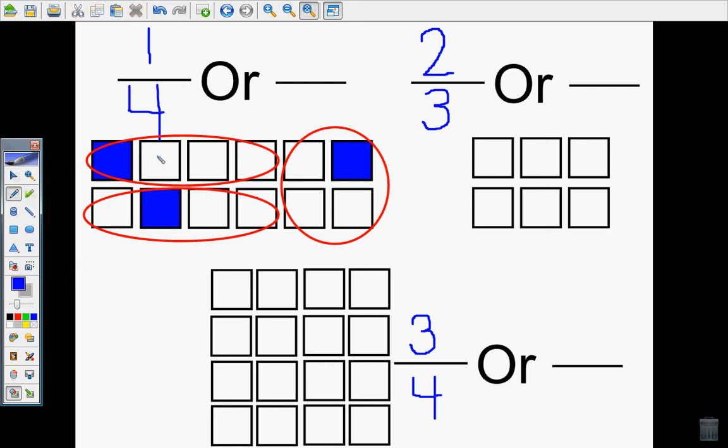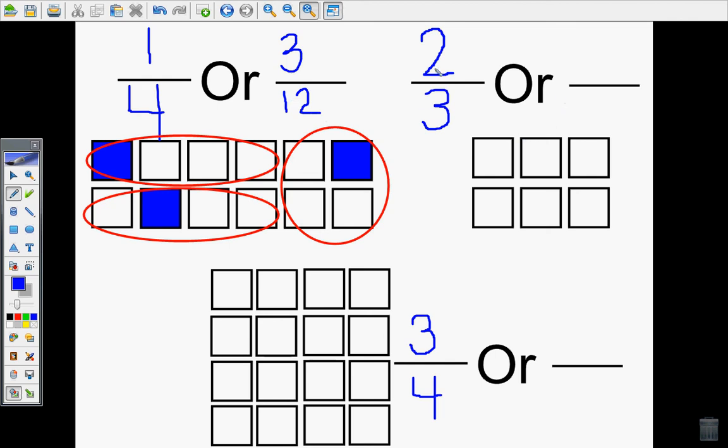Altogether, I can see I have 1, 2, 3, 4, 5, 6, 7, 8, 9, 10, 11, 12 pieces. And the ones that have been shaded in, there is 1, 2, 3. So 1/4 would be the same thing as 3/12.